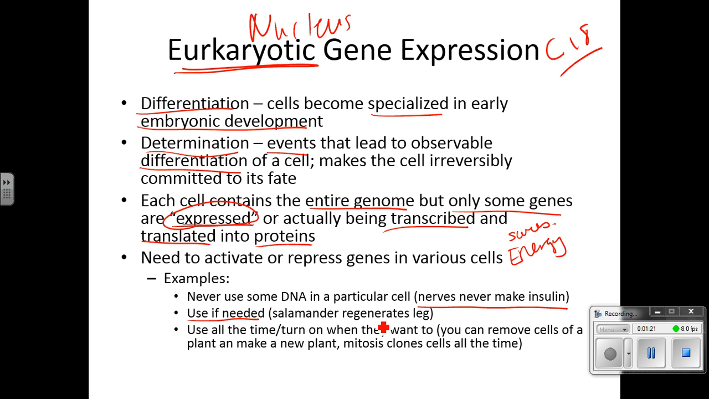For example, a salamander can regenerate a limb, but those genes are only active when you actually need to do that. And then there are some that we use all the time. We turn on when we want to. You can remove cells of a plant to make a new plant. Remember, mitosis clones cells all the time. So there are some genes that are always active.